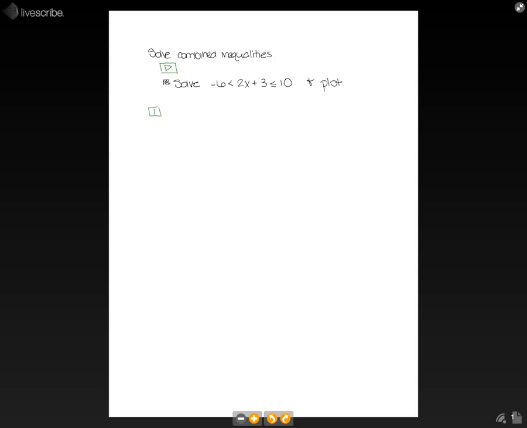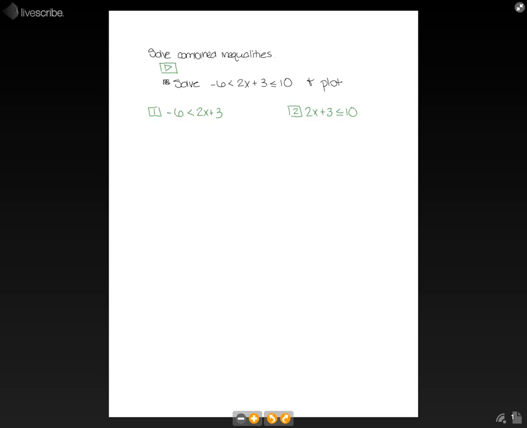First, we'll do 1, which is going to be negative 6 less than 2x plus 3. Stop before the next inequality. The second is going to be 2x plus 3 less than or equal to 10. This begins right after the first inequality. Let's solve 1 and then 2.